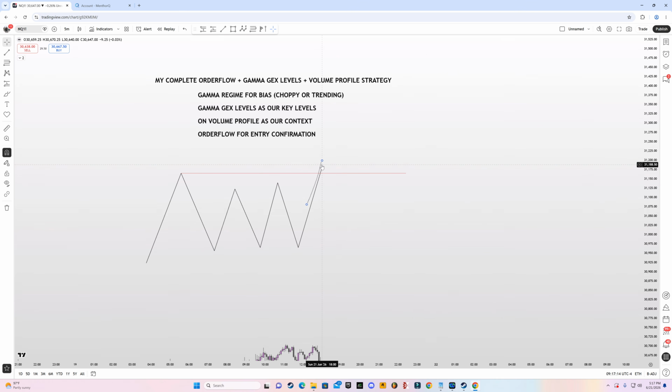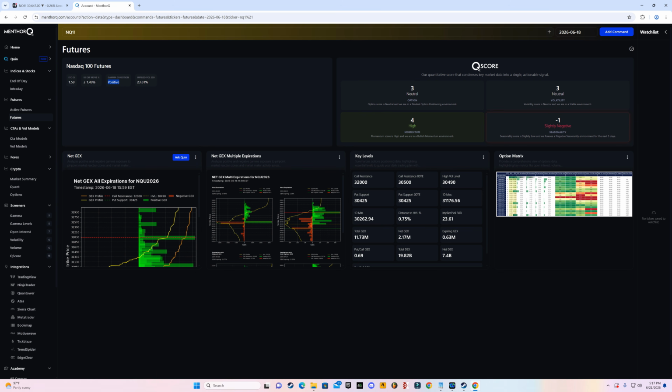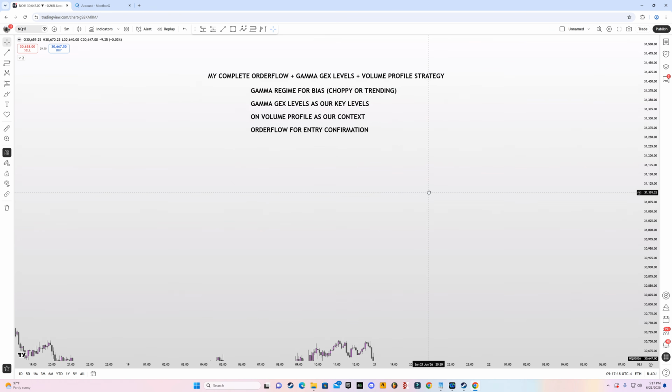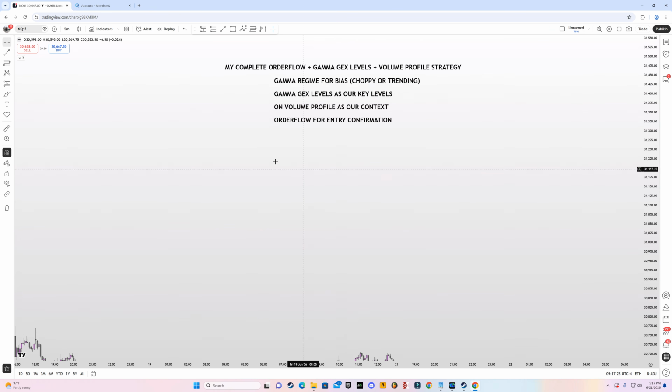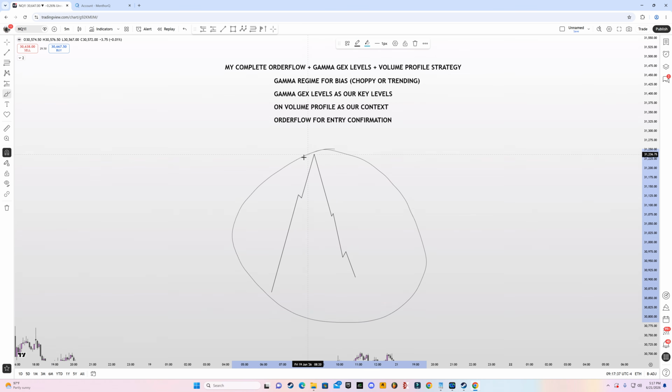Now, what happens when the gamma condition is negative? That means we're going to have a trending, volatile market. What that means is the institutions, the big players, the market makers, are going to buy when the price is going up, right? And they're going to sell when the price is going down, okay? So when we are in a negative condition, these are best for breakout type days, right? So we're going to use our gamma GEX levels as our breakout zone.